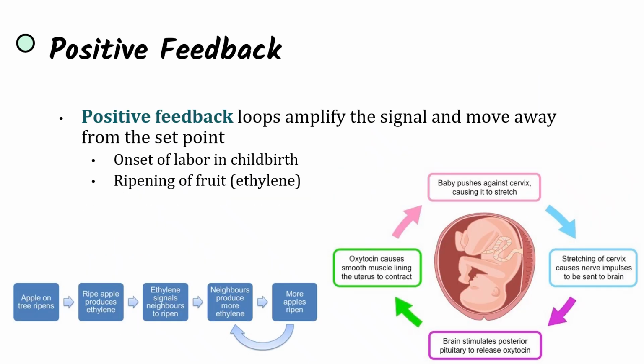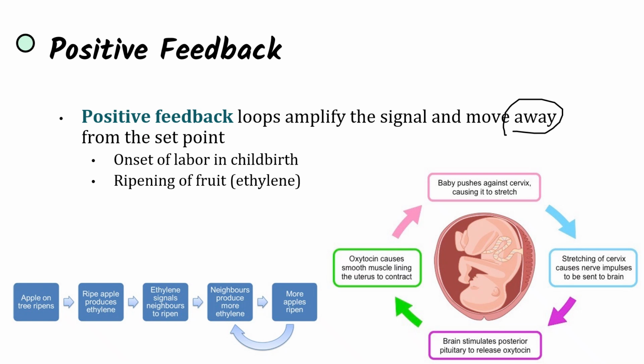To end off, let's talk about positive feedback. It's kind of the opposite of negative feedback. Instead of opposing the stimulus, we're looping to amplify the signal and moving away from the set point, not back to the set point. And two very common examples are as follows.